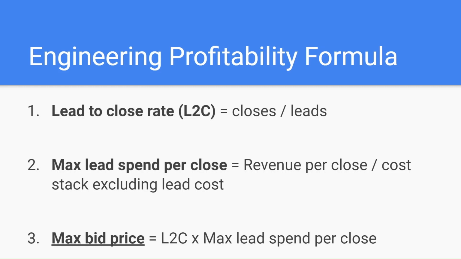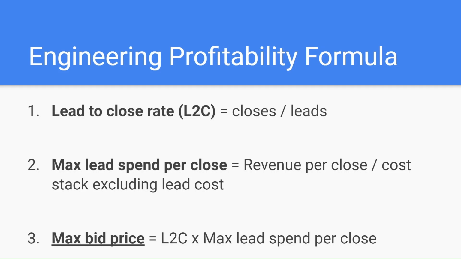First of which is our lead to close rate, or L to C. After getting a handful of leads, this will be very easy to figure out. You simply take the total number of closes divided by the total number of leads you got.